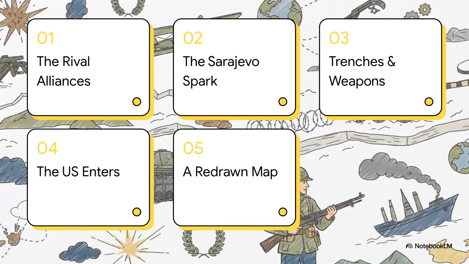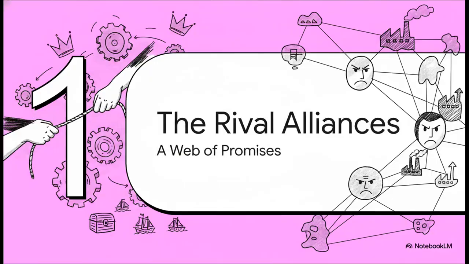To make this super easy to follow, we are breaking this epic story down into 5 simple chapters: the rival alliances, the Sarajevo spark, trenches and new weapons, the U.S. enters, and finally, a redrawn map. All right, Chapter 1, The Rival Alliances, a Web of Promises.